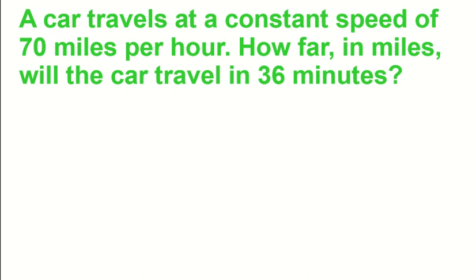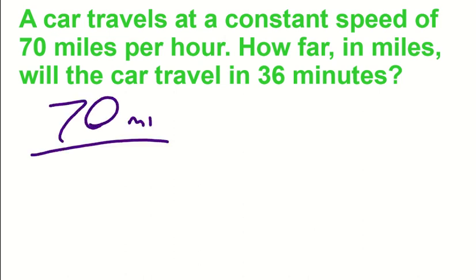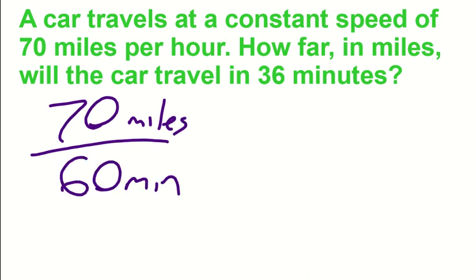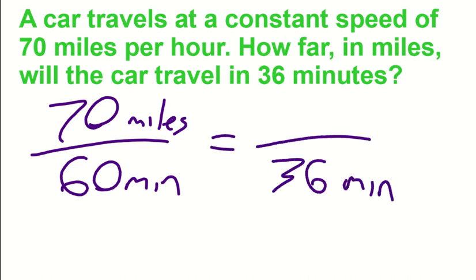42 miles is correct. We would have our 70 miles. I'm just going to go ahead and write it. It would be for 1 hour. We changed the hours to minutes. We got our 36 minutes. So that gives us the 42 miles. Okay?